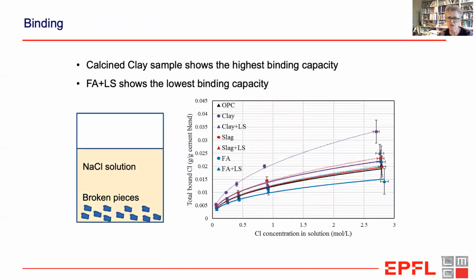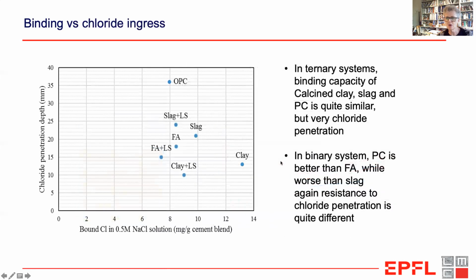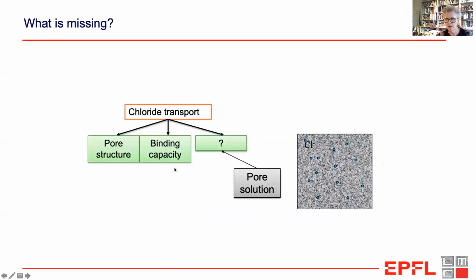And unfortunately, it was a similar story when we looked at the chloride binding. These are the binding isotherms. We see some variation, but again, when we plot these against the chloride penetration, there's really no systematic relationship. So what's missing? Well, we thought, of course, of the pore solution.